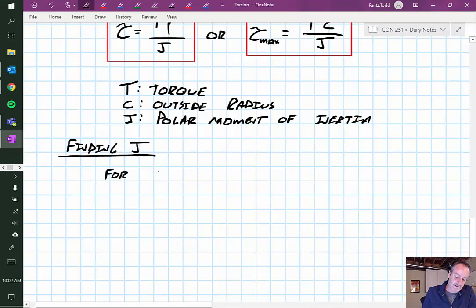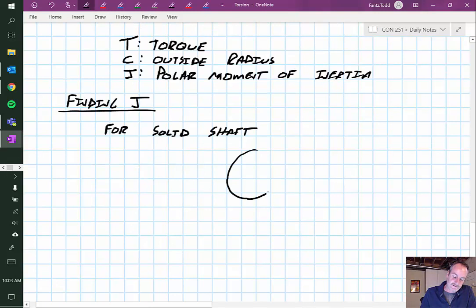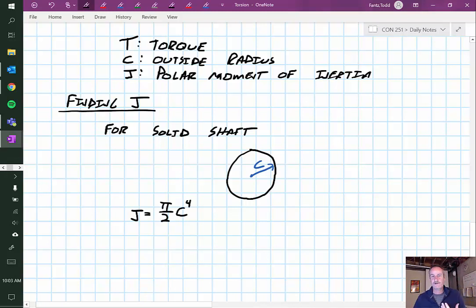Let's start with a solid shaft. Of course a solid shaft in cross section would look like that. I'd have a radius, which we already said is C, and the equation for J is equal to pi over 2 times this C value to the 4th power. So it's just an equation, you just have to plug it in. Almost like the area of a circle. Instead of pi r squared, we have pi times C to the 4th, and then we're also dividing by 2.